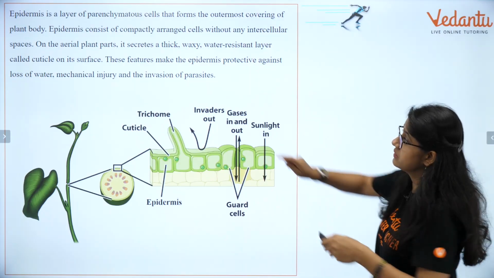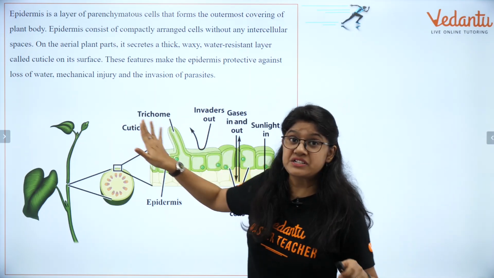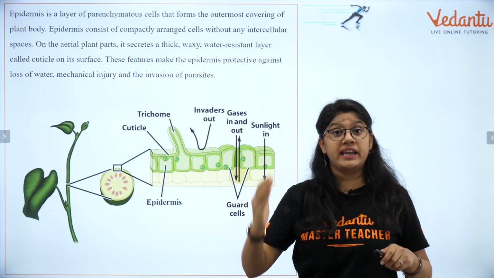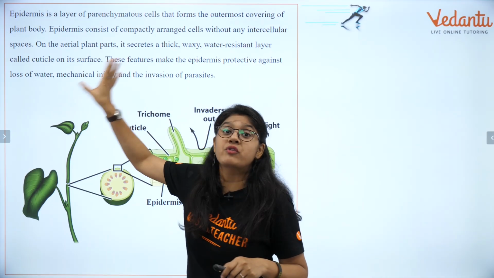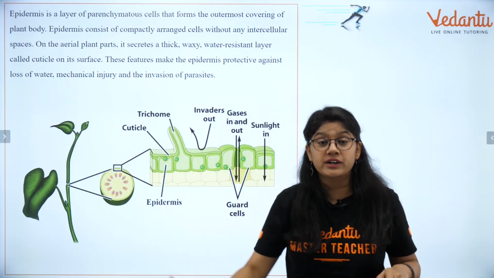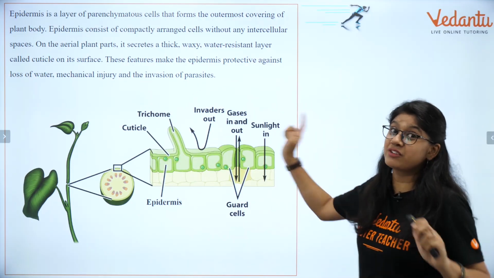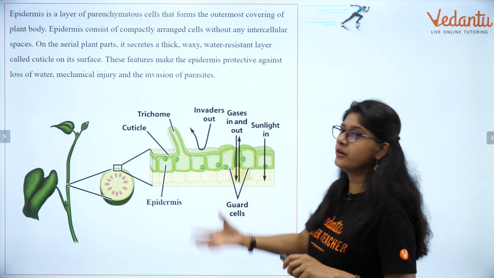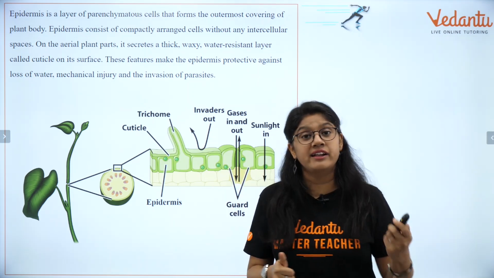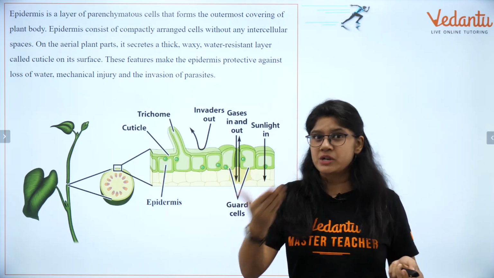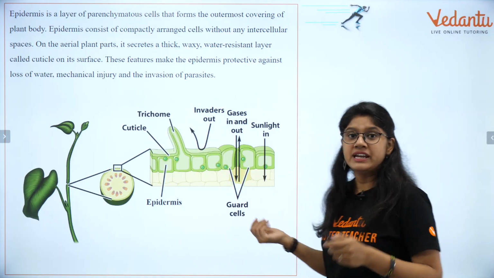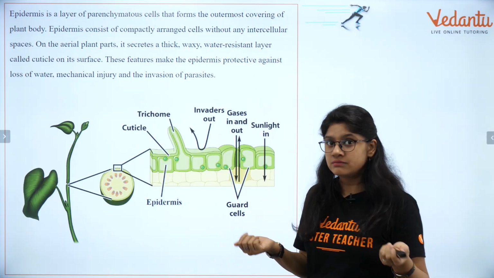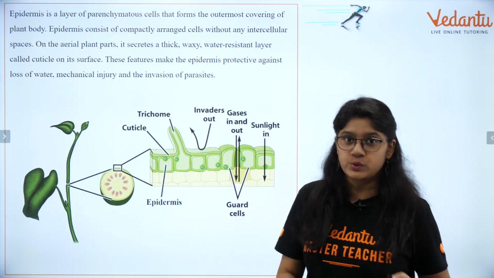Okay, apart from it, the waxy coating on the epidermis is also helping to prevent the loss of water. Now one more question that can come from this is how the plant epidermis helps in the prevention of the loss of water. So we know that it has a waxy coating, and because of that the water loss is reduced.